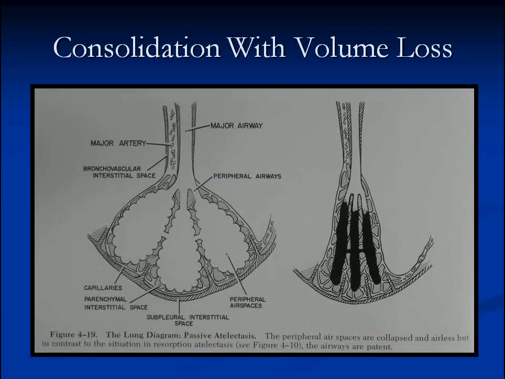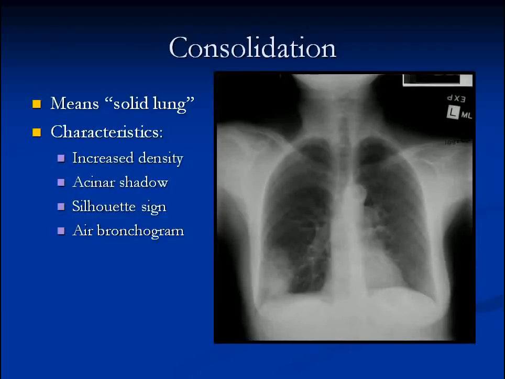Consolidation with volume loss looks like this, okay? On the left side is the normal, and on the right side we can see that there's solid lung, there's soft tissue inside the air sacs, but there's also volume loss in that the lung is collapsed. So consolidation means solid lung.